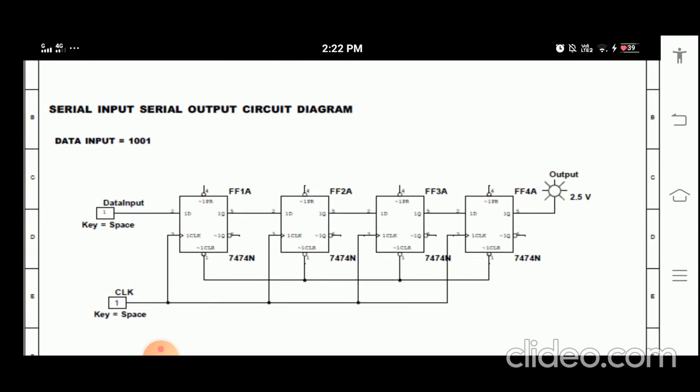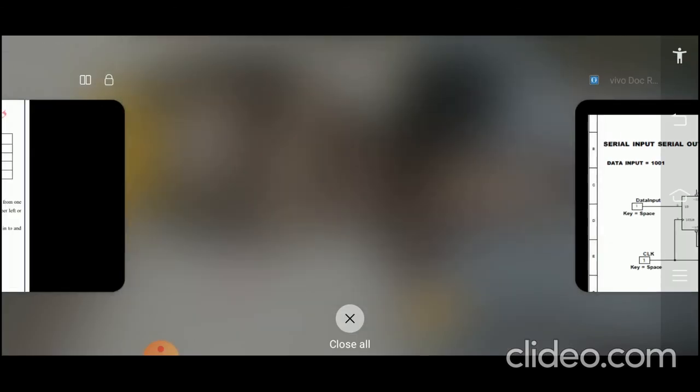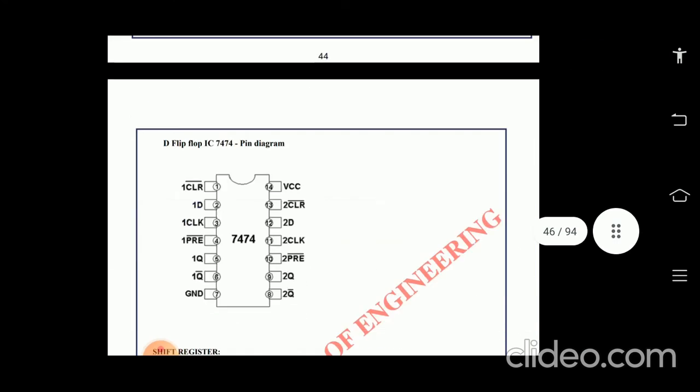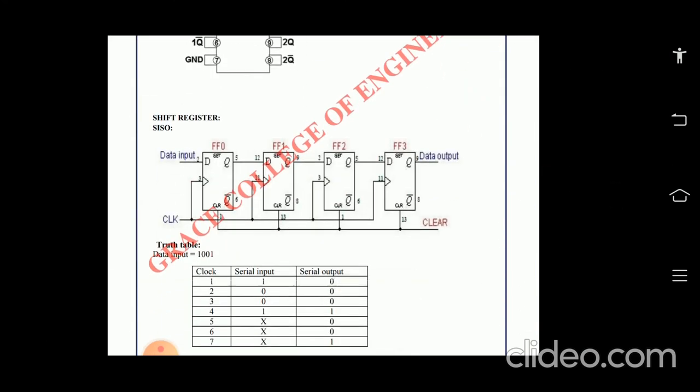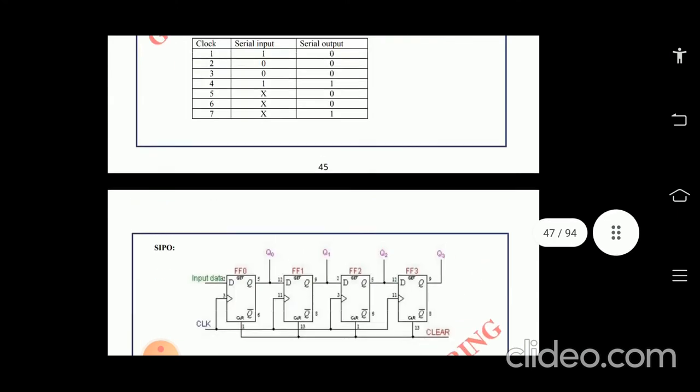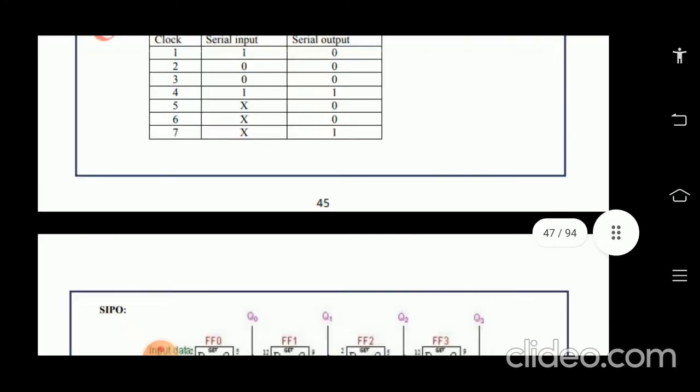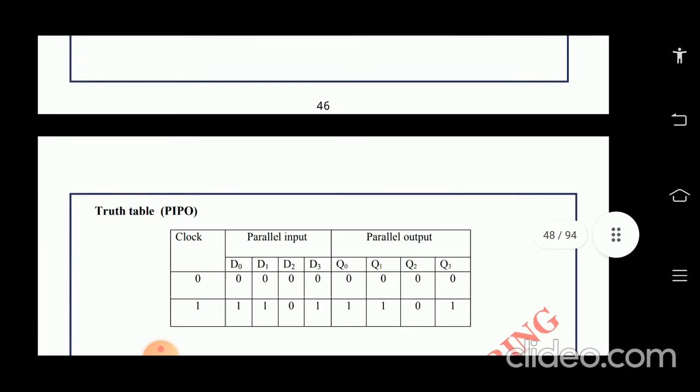The fourth one is the serial in and serial out circuit. Here I constructed this circuit as per our manual for the input 1001. Here I am getting the output as 1, that is, the LED connected in the output section will glow. This is how we can construct the circuit diagrams of the four types of shift registers and verify the truth tables of this experiment. Hope you understand the experiment.